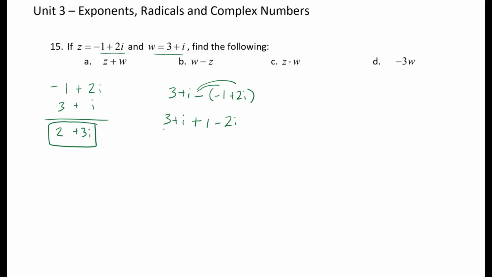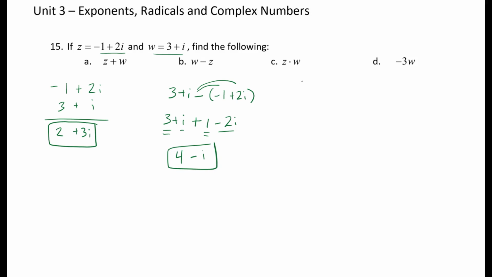Now we're going to combine like terms. So the 3 will combine with the 1. Those are the real pieces. That's 4. And then i will combine with minus 2i to get minus i. And that is w minus z.